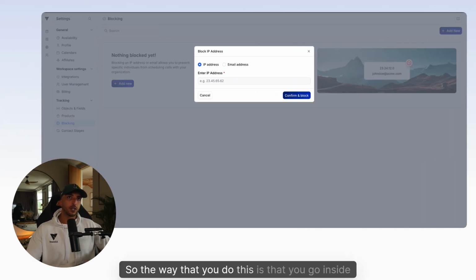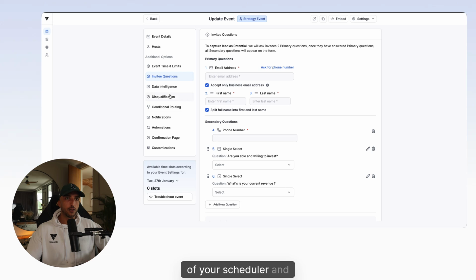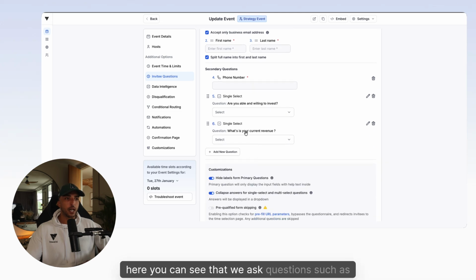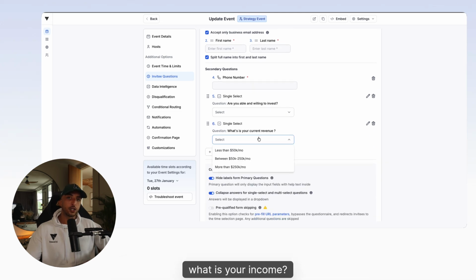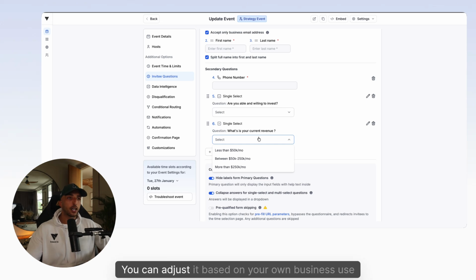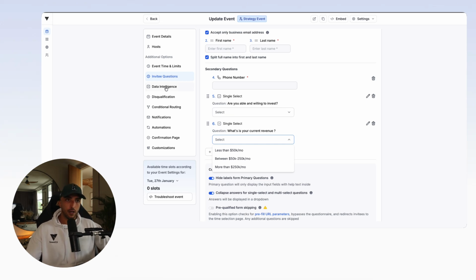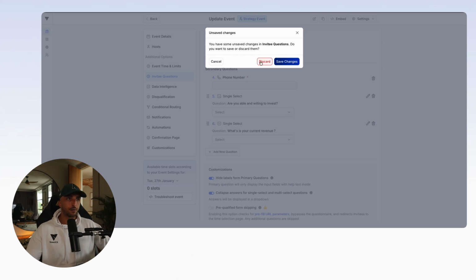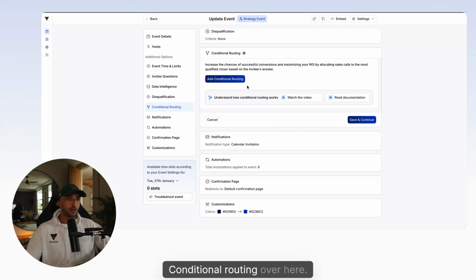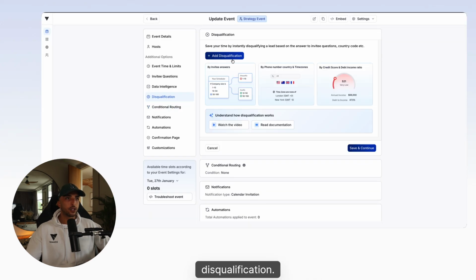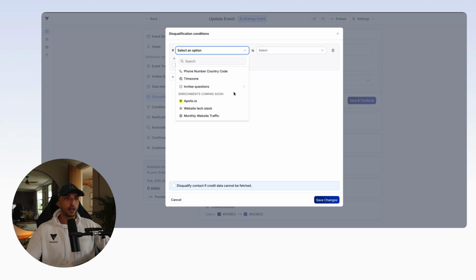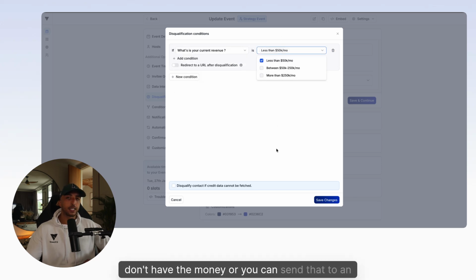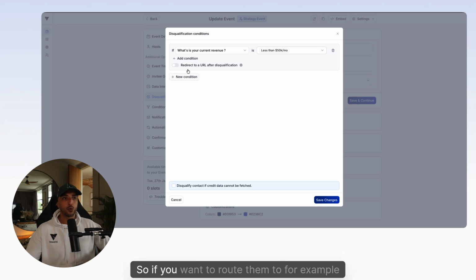So the way that you do this is that you go inside of your scheduler, and here you can see that we ask questions such as, what is your income, what is your monthly revenue? You can adjust it based on your own business use case, and then you come into conditional routing over here, disqualification, and then you can disqualify the leads who don't have the money, or you can send them to an appointment setter.